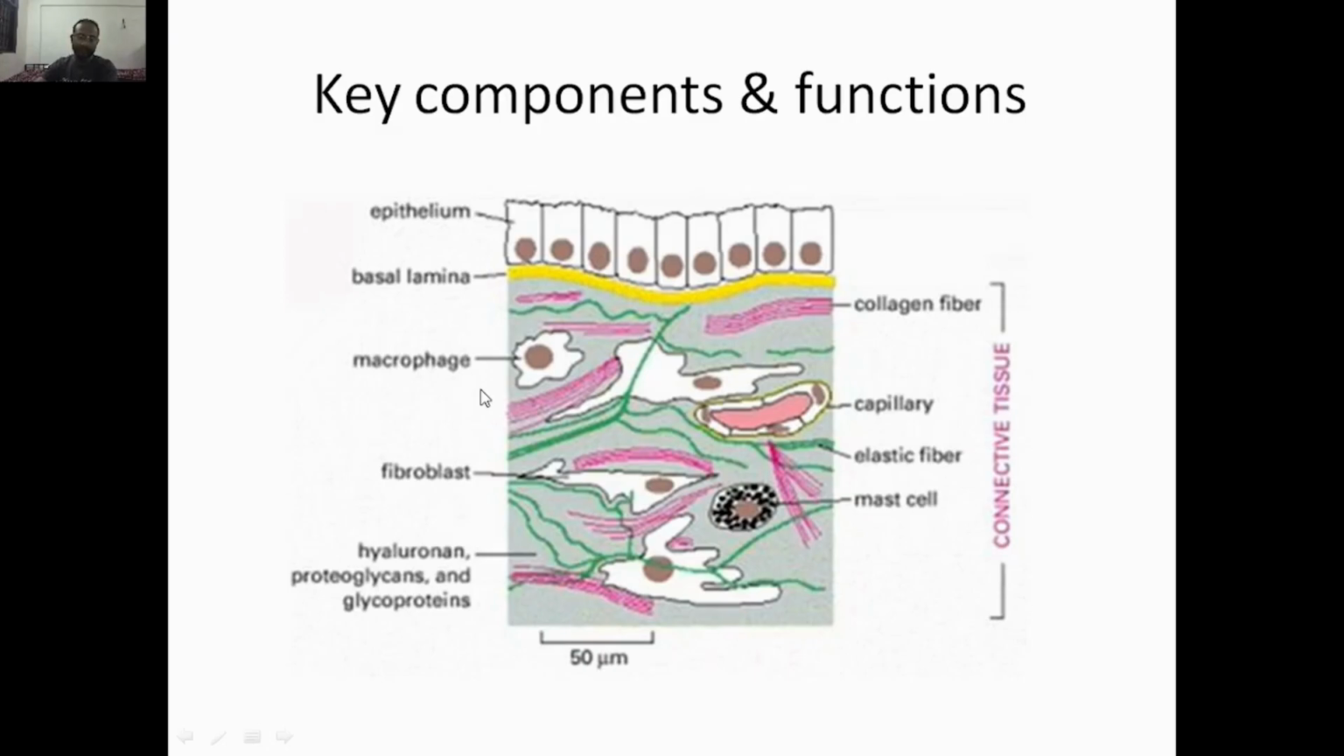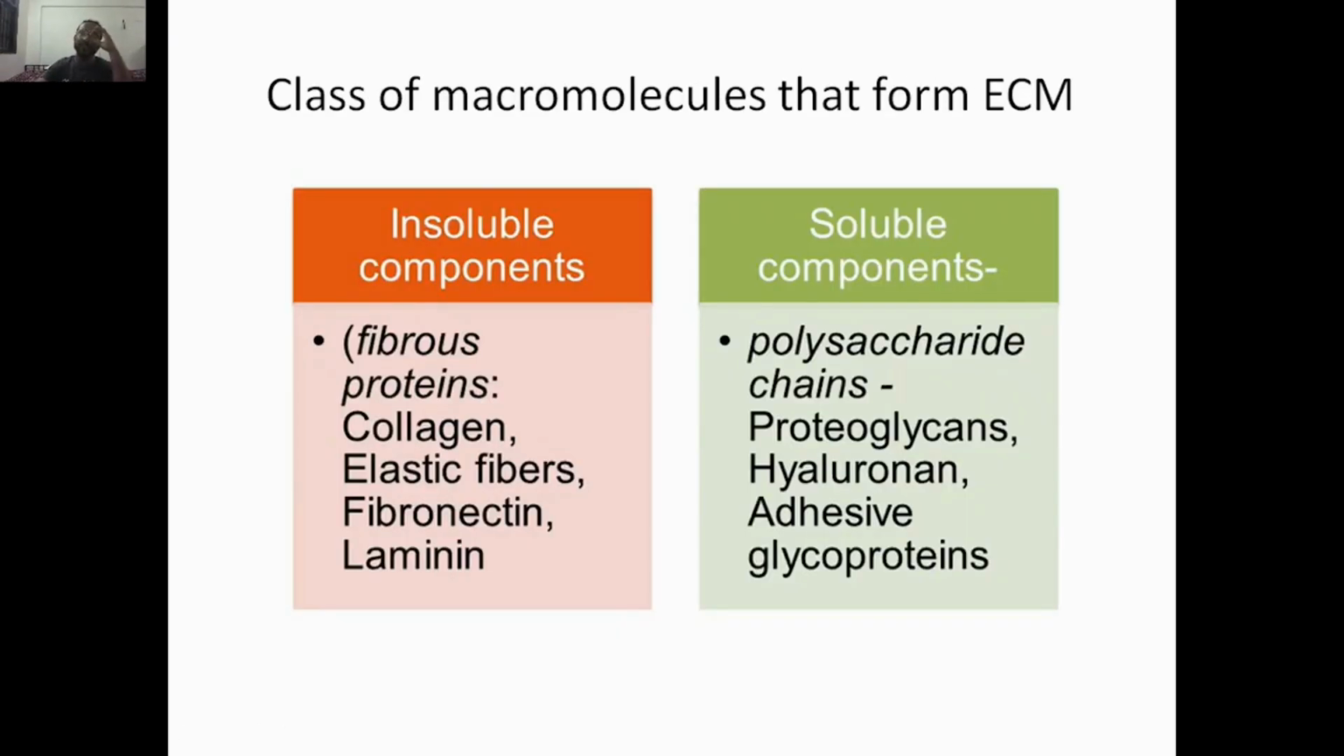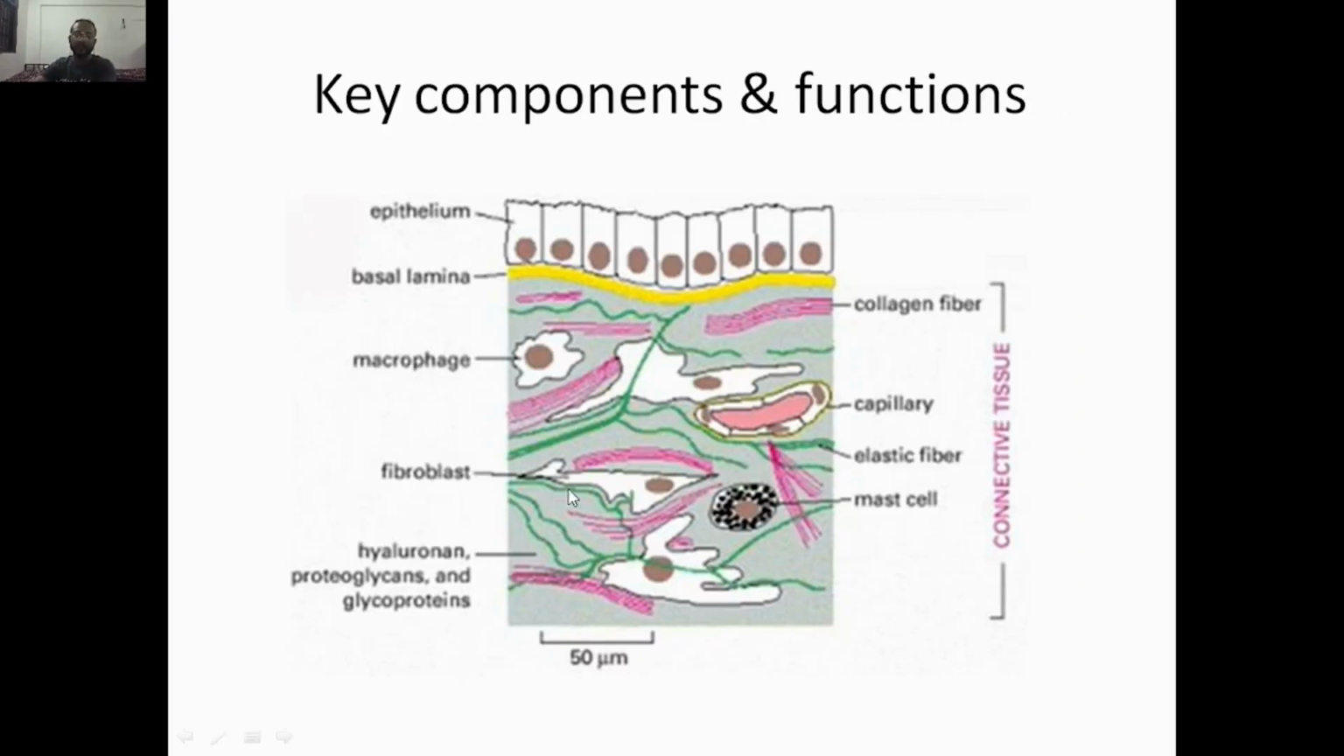In terms of ECM, the class of macromolecules that forms the ECM, so we have the components of the ECM. Those are called macromolecules. They have two distinct classifications, insoluble and soluble components. For insoluble components, we have fibrous proteins, collagen, elastic fibers, fibronectin, laminin, all these things come under insoluble components. Here you can see fibroblast and elastic fiber.